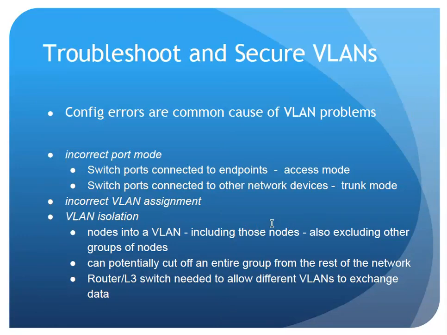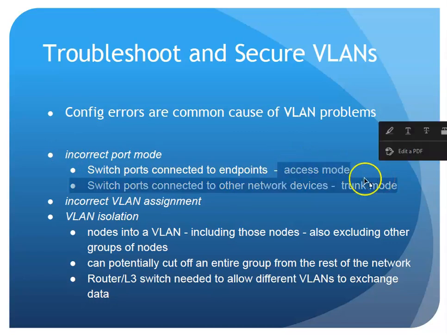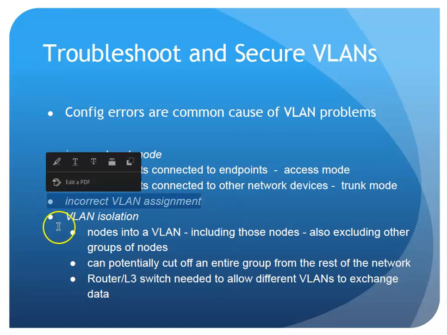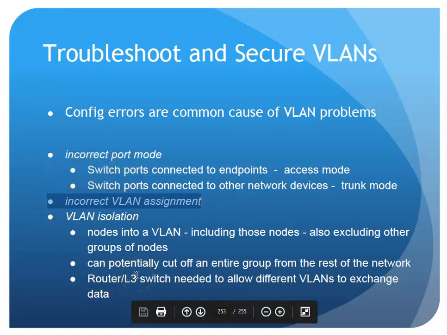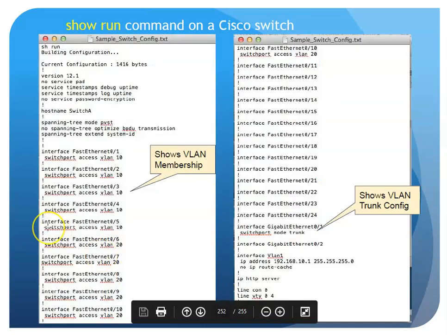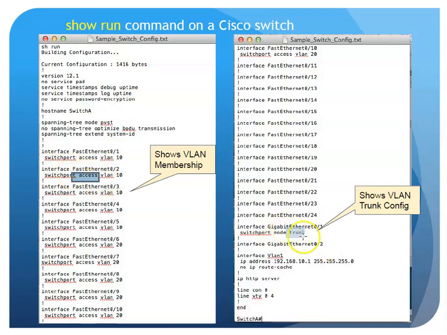Last but not least, a little troubleshooting with VLANs. A common problem is ports in the wrong VLAN, and they might be in access mode when they should be trunk and vice versa. Incorrect VLAN assignment, and maybe ports in the wrong VLAN and they're isolated off. So back here again, show run and show VLAN help you track down where ports are, what they should be, whether it should be an access mode or a trunk mode.